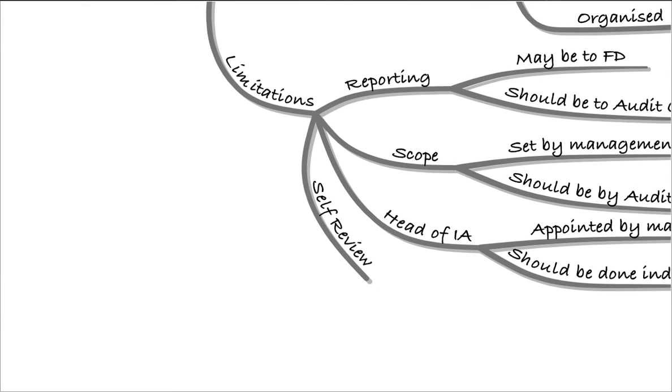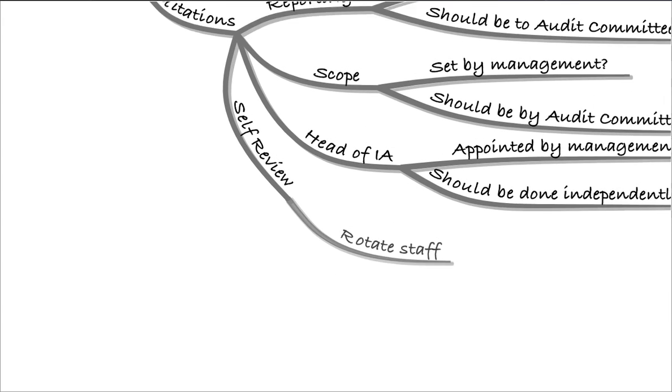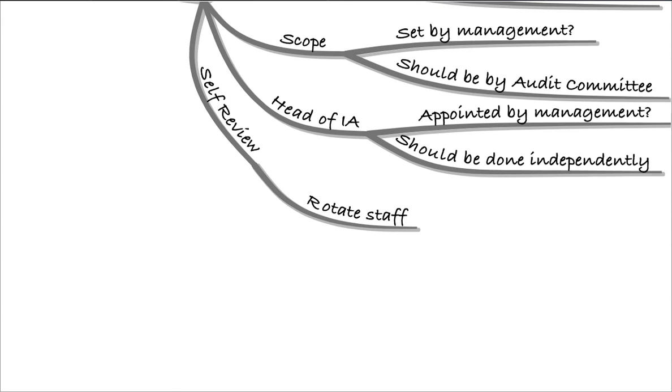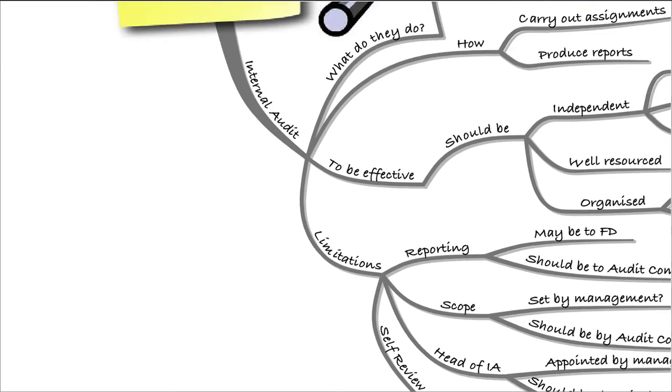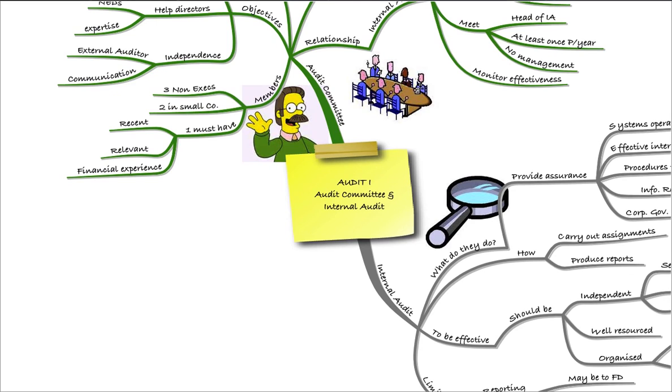Also, look out for self-review. This is a big problem with internal audit because you've got a limited number of staff, so the staff may well be checking the same area each year. We shouldn't have that happening. We should rotate our staff to be looking at different areas in different years so that they're not reviewing their own work. So that was a recap of our lecture on the Audit Committee and internal audit.